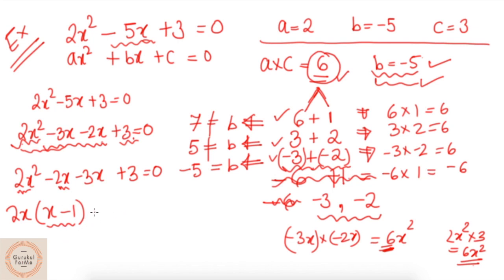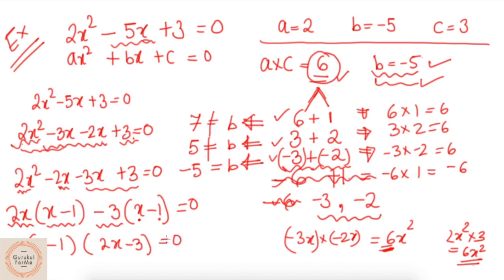And I take this as minus 3 x minus 1 is equal to 0. Why is this x minus 1? Because if you again multiply minus 3 here, it should give you this, right? Can I say that this is x minus 1 into, take this with the sign here, can I say that this is 2x minus 3 is equal to 0?